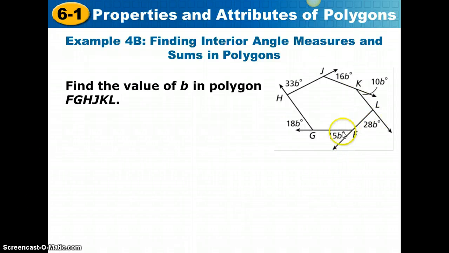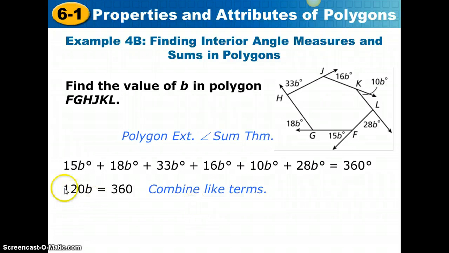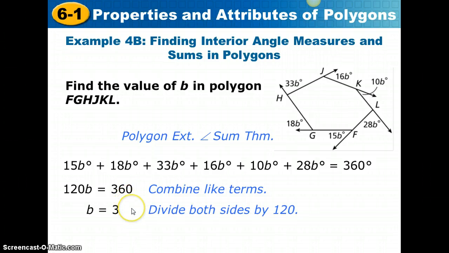In this example, we are given expressions for each one. Again, if I add all of these up, they would equal 360. So when I combine like terms, I get 120b equals 360. Divide by 120, and b is 3.